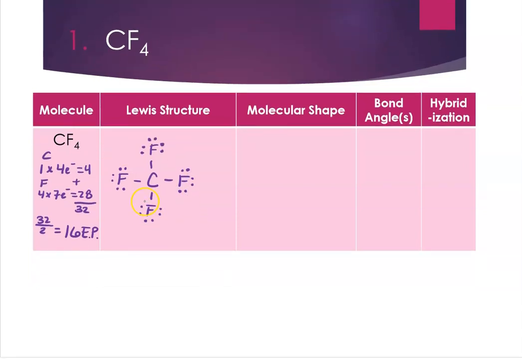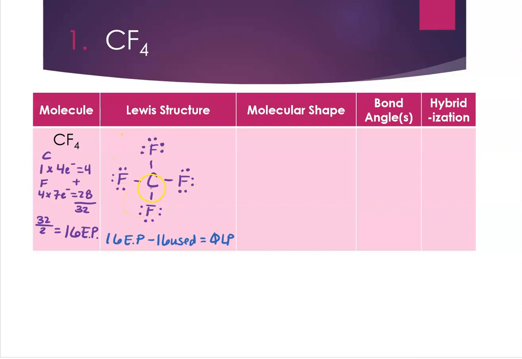Okay, now that I have my lone pairs placed, I started with 16 electron pairs. So I'm going to count how many I've actually used. Each bond is an electron pair, and each lone pair is an electron pair. So 1, 2, 3, 4, 5, 6, 7, 8, 9, 10, 11, 12, 13, 14, 15, 16. So I've used 16, which means that now I have 0 left for lone pairs on carbon. All right, so I am done with my Lewis structure for CF4.